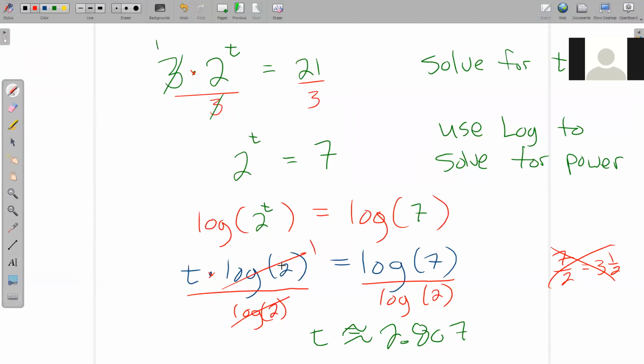So here I could cancel because it was the same number 2. The log of 2 was about 0.3, that's the same number down here. So that canceled because these were identical. But these have different things here, so the logs don't cancel. You just gotta plug it into your calculator.